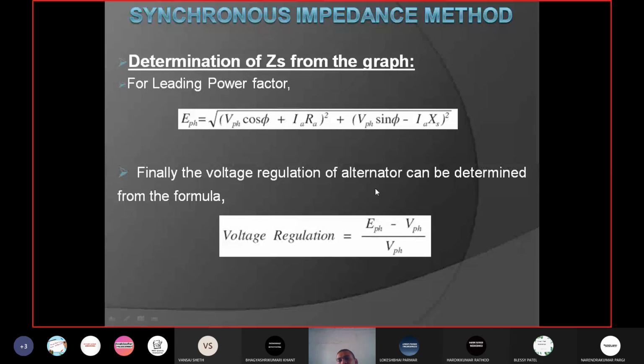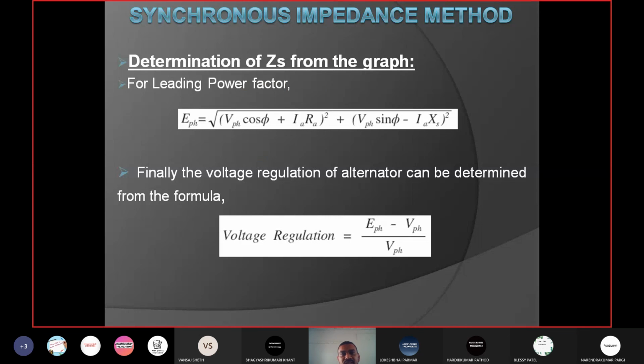Finally, the voltage regulation of an alternator can be determined by this formula. Voltage regulation is equal to E phase minus V phase divided by V phase, or we can say E0 minus V divided by V. In percentage it is E0 minus V divided by V multiplied by 100. All values are per phase values, that's why it is written as E phase minus V phase divided by V phase. Using this formula we can find the voltage regulation of an alternator by the synchronous impedance method.